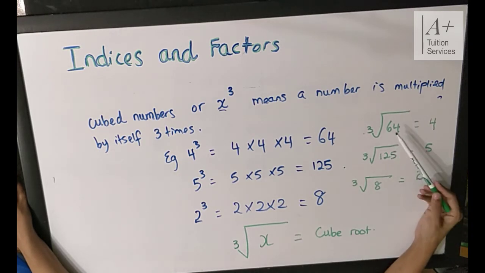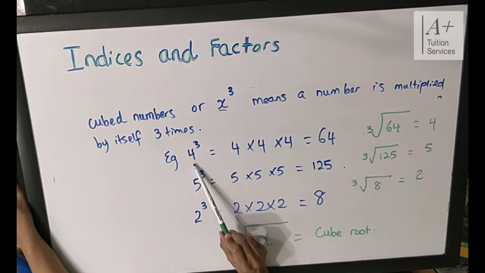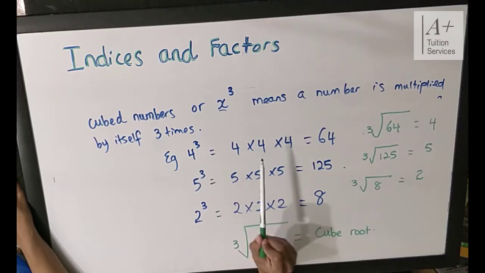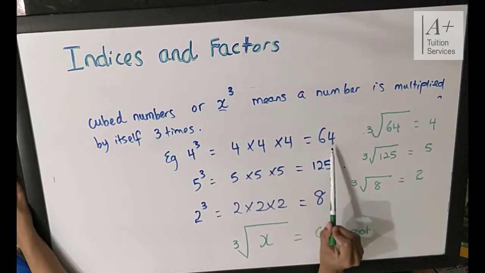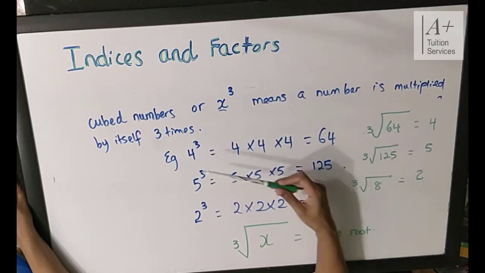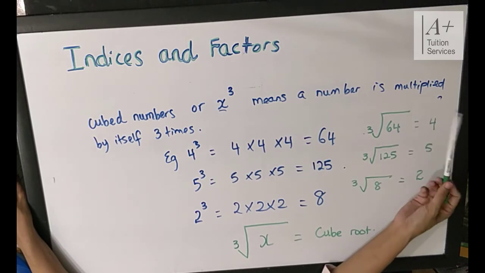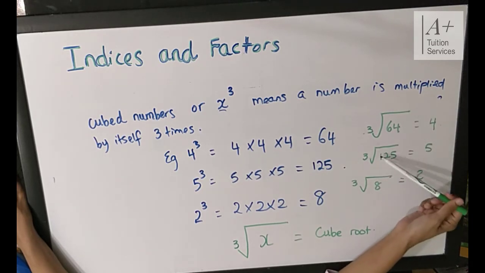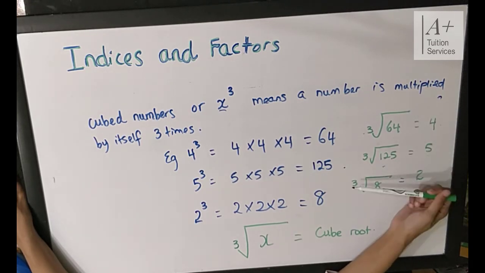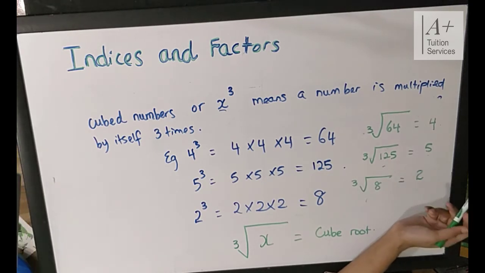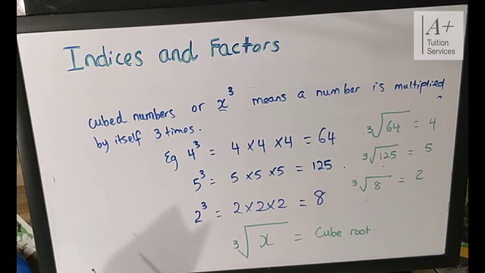Because again, when we say 4 cubed, it means 4 by 4 by 4, which is 64. So now when we want to get back to what we had before, we need the cube root. Cube root of 64 is 4. Cube root of 125 is equal to 5. Cube root of 8 is equal to 2. And I believe this was primary school maths, right?